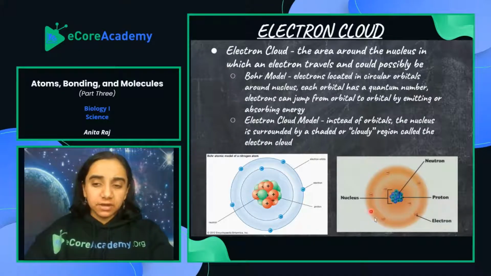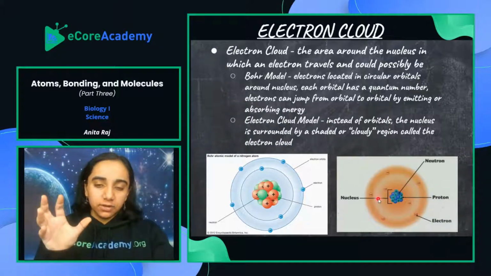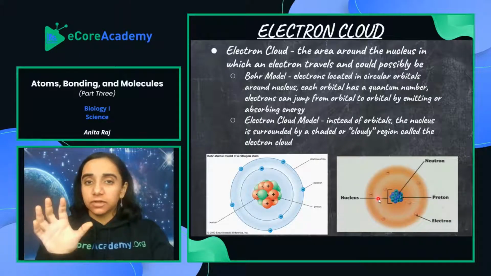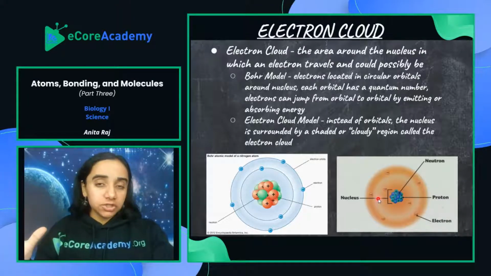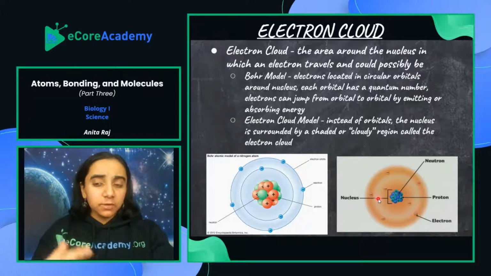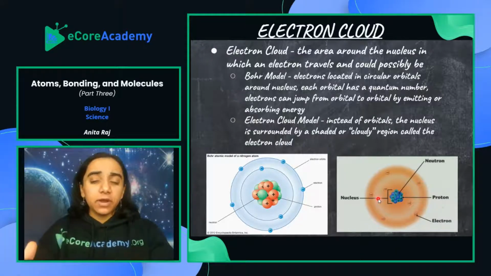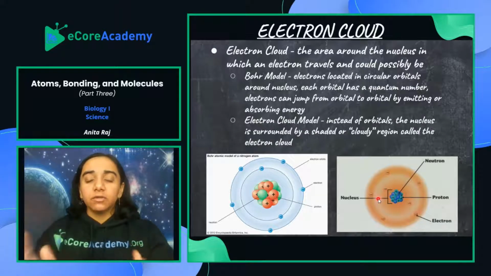So instead of having very defined orbitals, like I have one circle here around the nucleus, one shell here, and the electrons are located in this shell, and a second shell here with electrons located in this shell, that would be your Bohr model. But the electron cloud model proposes that electrons can be found anywhere in this cloud region around the nucleus.